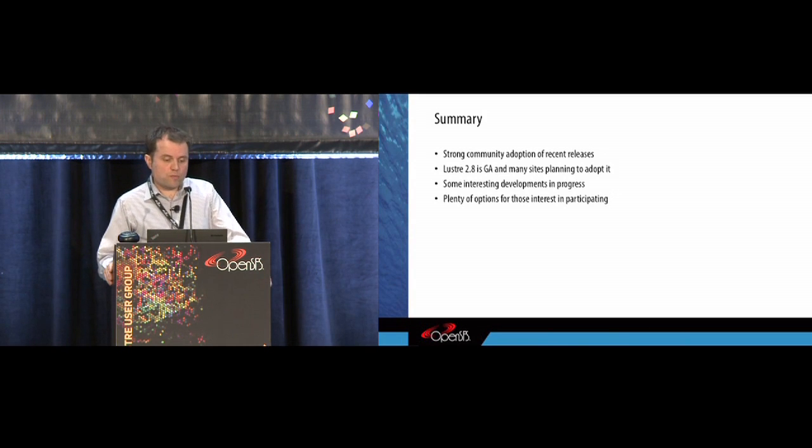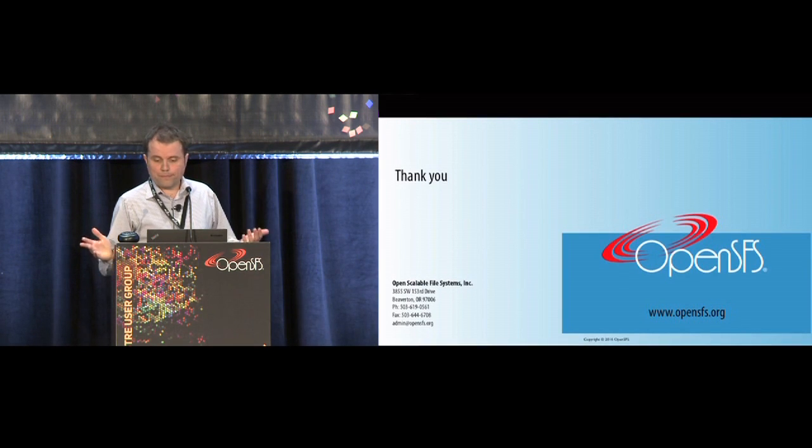So just to recap, I think there's strong community adoption of recent releases, and that's a really positive thing, and says something about our increasing quality over the years. Obviously we've still got scope for more improvement there, but I see that as a positive sign that we're making some headway. Lustre 2.8 is GA, and I'm expecting strong adoption of that release. There are some interesting developments in progress, and you'll hear a bit more about those over the next few days. And there's no shortage of work to do on the community releases or the wiki pages, etc., for anyone who's interested in participating. So that's my presentation.